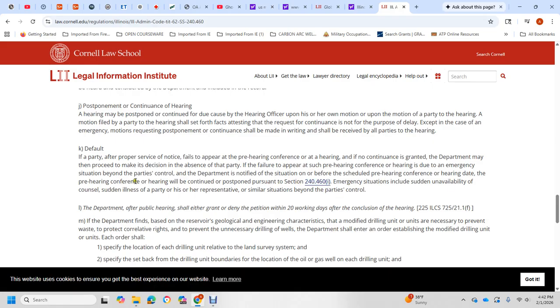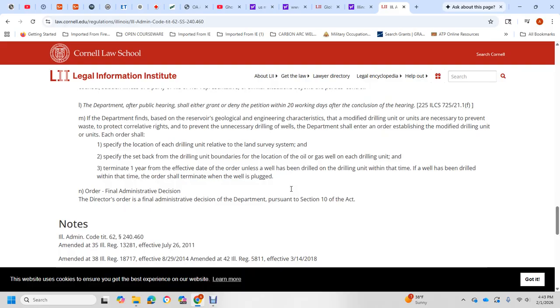Emergency situations include unavailability of counsel, sudden illness of the party or his or her representative, or a similar situation beyond the party's control. After the public hearing, the department shall either grant or deny the petition within 20 working days after the conclusion of the hearing. If granted, the department may establish or modify a drilling unit on the basis of reservoir and geological engineering characteristics as necessary to prevent waste, protect correlative rights, and prevent unnecessary drilling of wells.